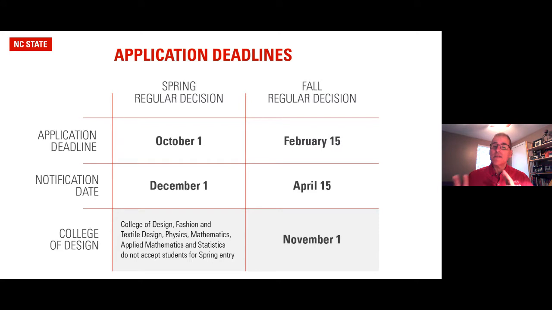The College of Design is going to wait until around the March timeframe to release their decisions. They have their own unique decision time. There's not a set date. It's always during the month of March, somewhere in the middle of March, to find out whether or not you've been admitted into one of the studio-based majors for the College of Design.